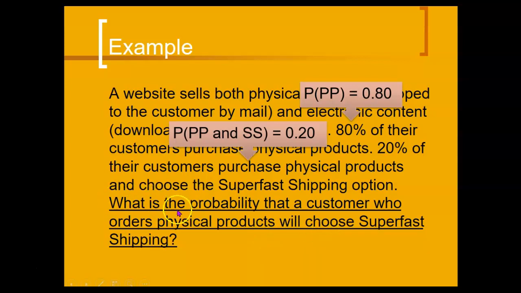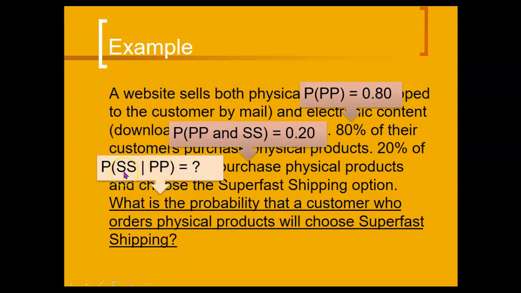So it's asking, what's the probability that if this one thing is true, then under that condition, this other thing will be true? So the condition is that they order physical products. And in that case, given that that's true, we want the probability of this other thing being true. We want the probability that they choose super fast shipping if they order physical products.